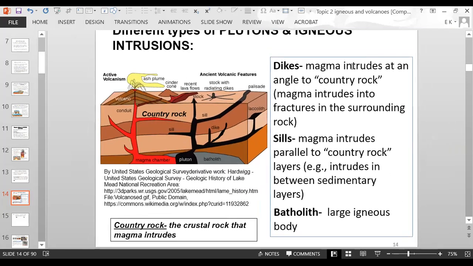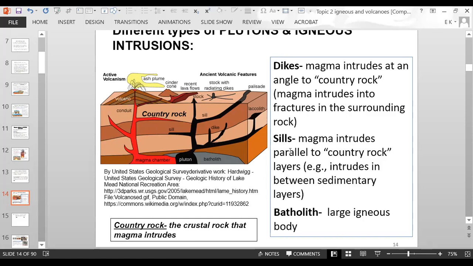Dikes is when magma intrudes at an angle to the country rock. Okay, and then you can see this dike is going vertically and this one is going kind of on an angle compared to the country rock, which is relatively flat layers. Okay, so these are dikes because they are at angles to the country rock.